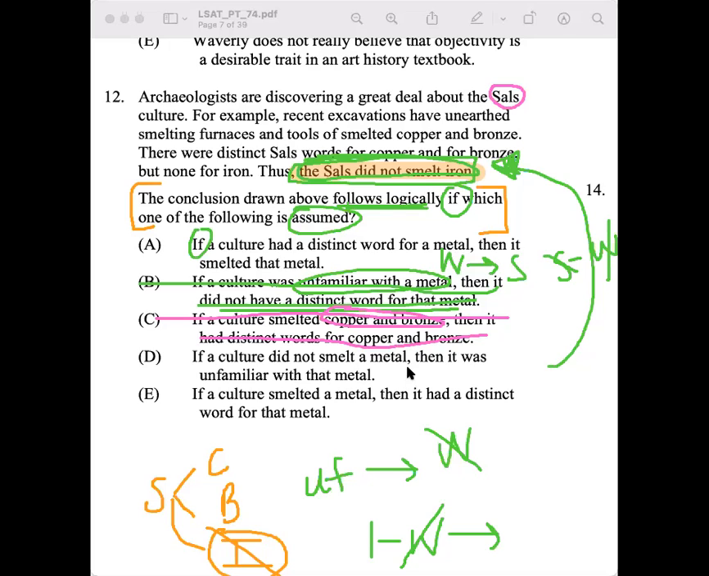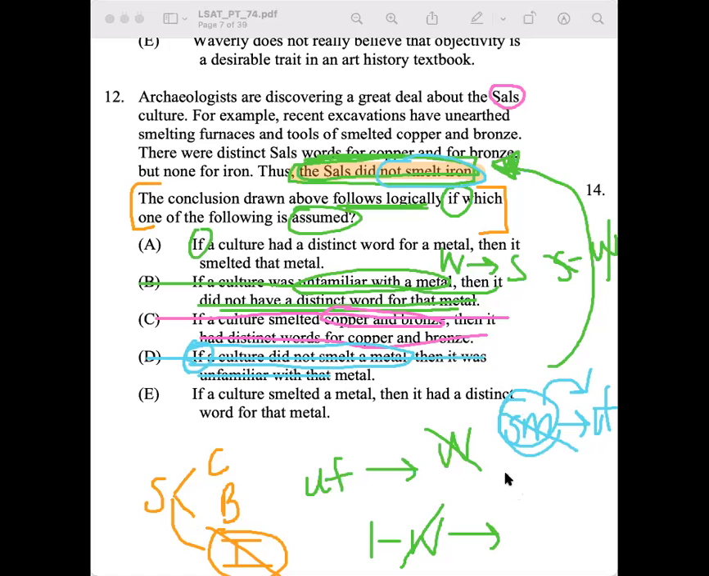If a culture did not smelt a metal, then it was unfamiliar with that metal. What's wrong with this one right away? A metal. Yes, but it's saying if a culture did not smelt a metal. So if introduces our sufficient condition, right? So it's saying if you do not smelt metal, that means you are unfamiliar with it. We're trying to prove that we did not smelt iron. So we don't have it in the sufficient. This doesn't help us get anywhere. If a culture smelted a metal, then it had a distinct word for that metal.